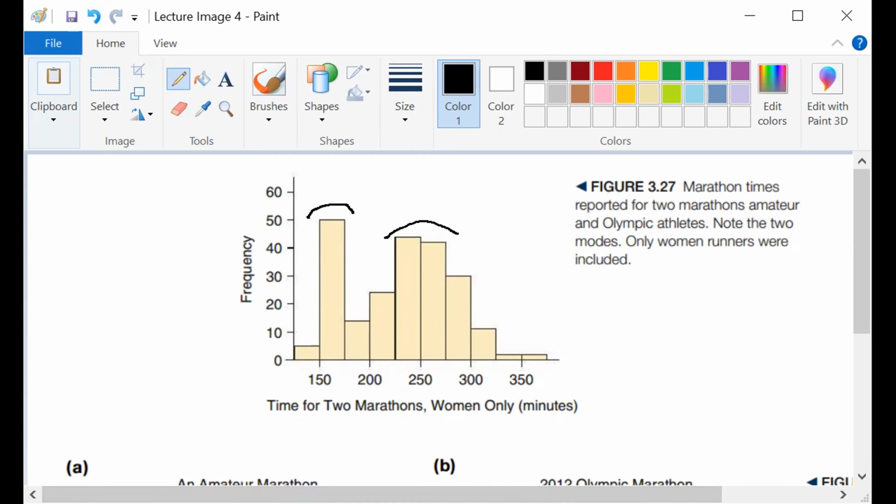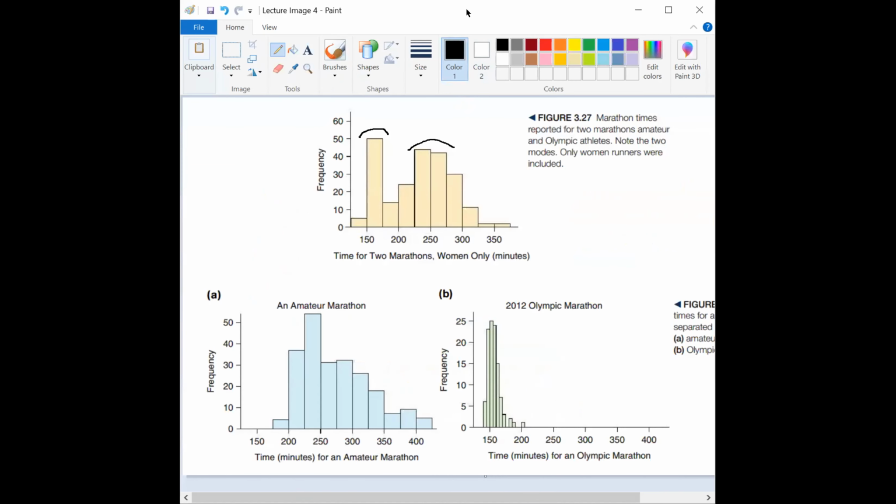All right, and so if you do that, what we can see is that the two do break up into groups that make a little bit more sense when you see them separated. So the amateur group has this right skew to it, but you do get a single mode. And then the Olympic athletes, it looks like they're done on the same x-axis.